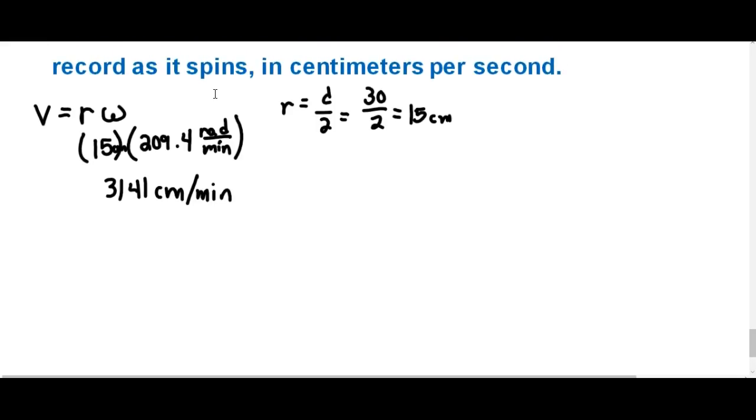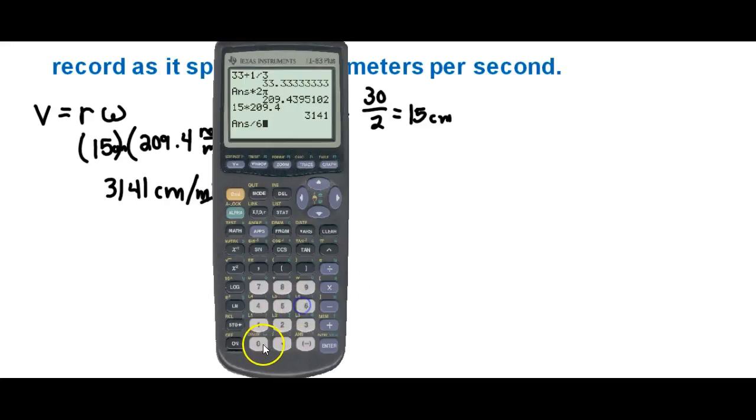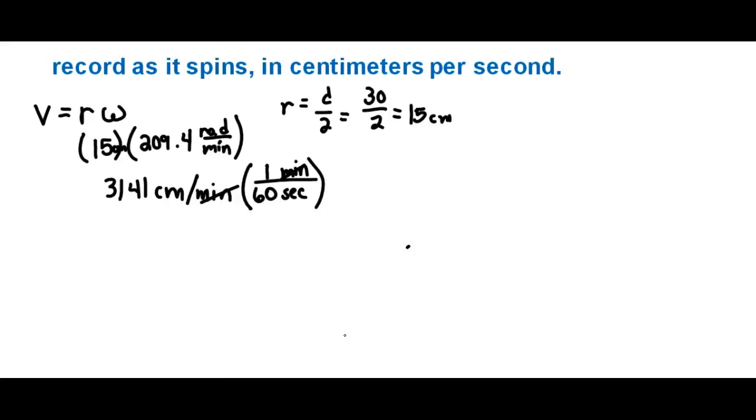So what we'll do is we'll take this, and we want our minutes to cancel out. So we know there's 1 minute every 60 seconds. So our minutes on the bottom and the top cancel out. We divide 3141 by 60, and we get 52.4 centimeters per second. And that would be my linear speed.